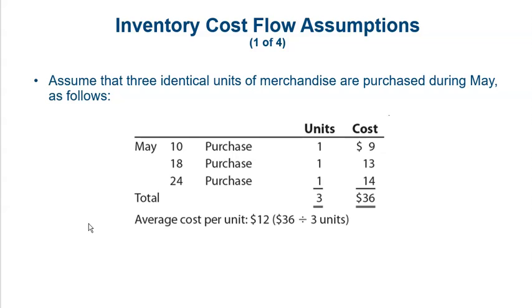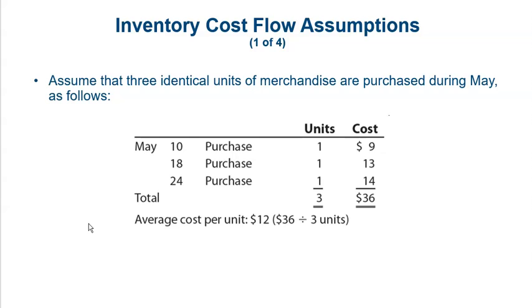So you can see that they were more expensive as we went on. If you looked at the average cost of those, you would just add up that and then divide by the 3 items, and we would see that we had an average cost of $12. So the question becomes, which one did we sell?